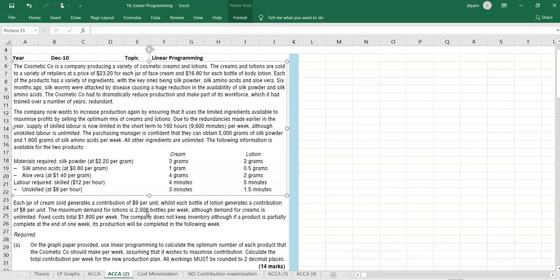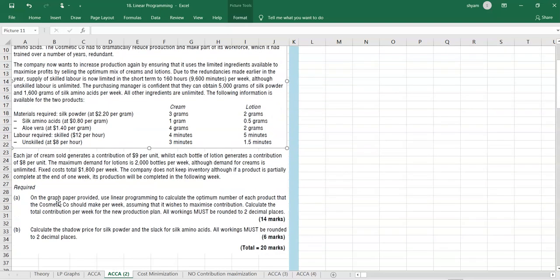Okay, Y maximum is 2000, only you can do. Fixed cost is 1800 per week. Why have they given this? Because you have to find out the profit. Okay, the company does not keep inventory, although if a product is partially complete at the end of the week, its production will be completed in the following week. Okay, so all data have been given.